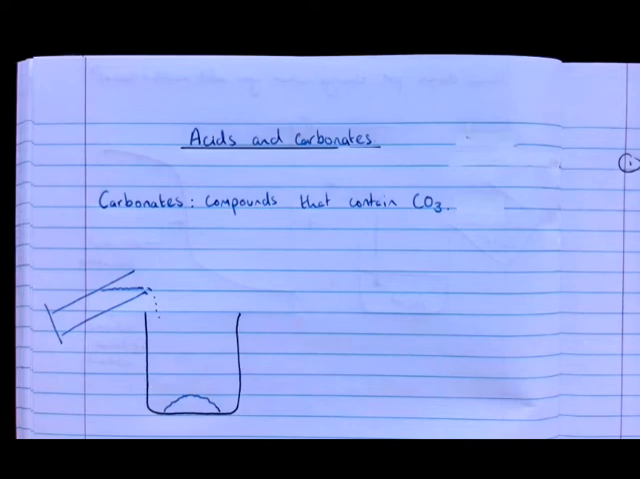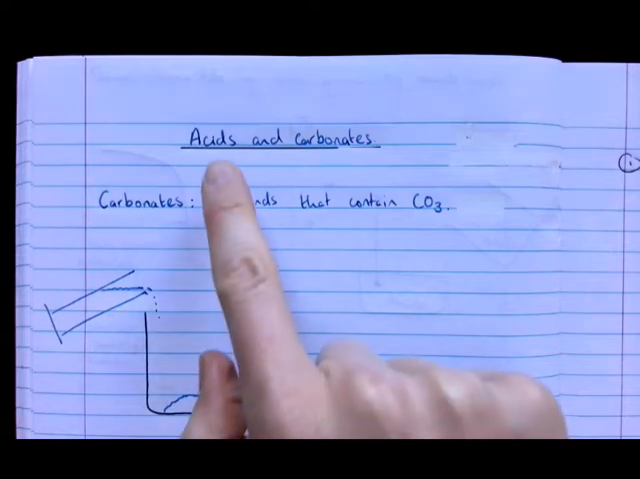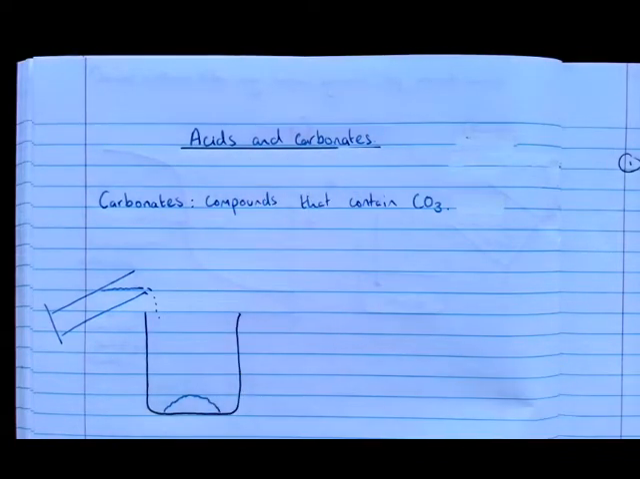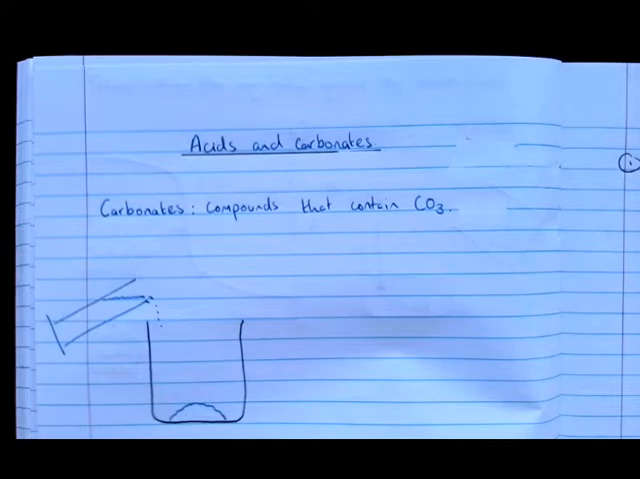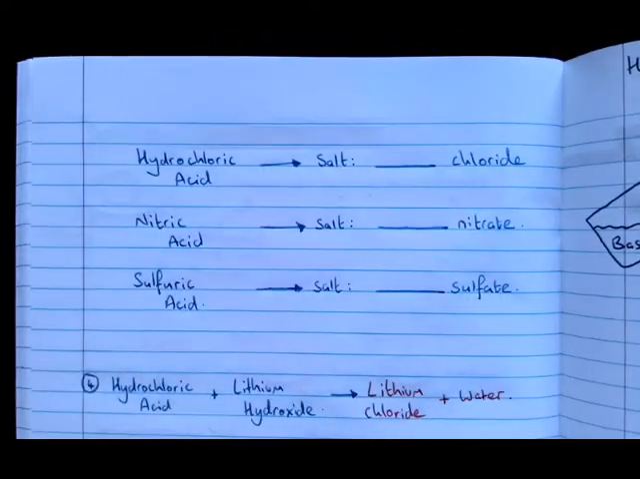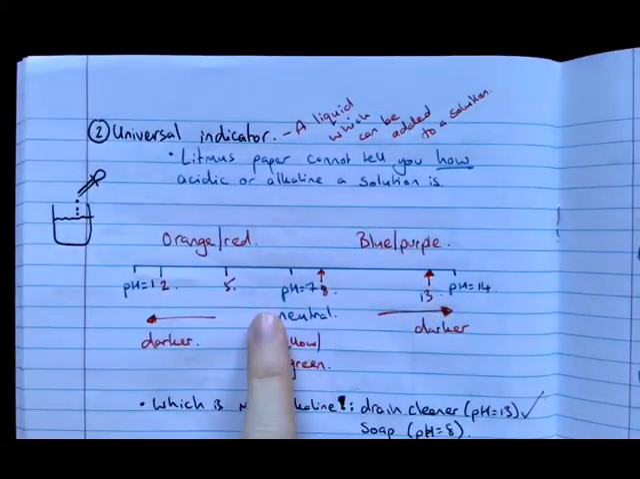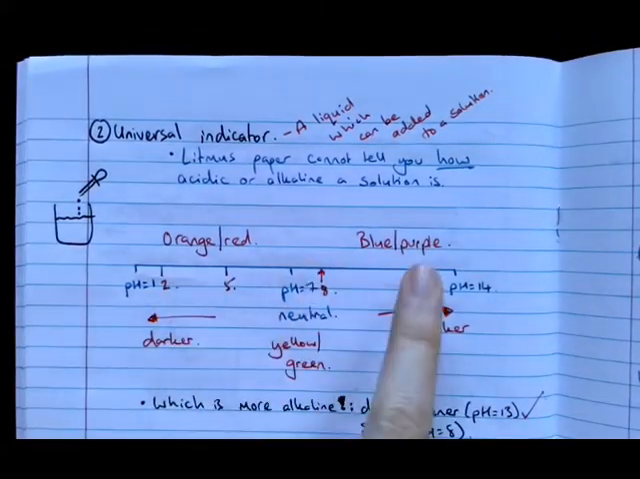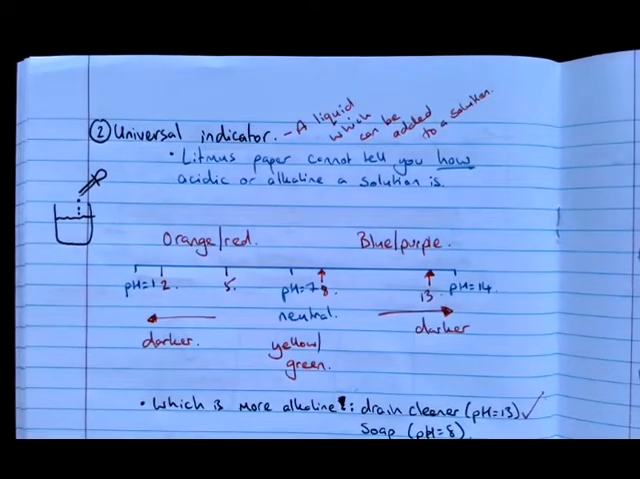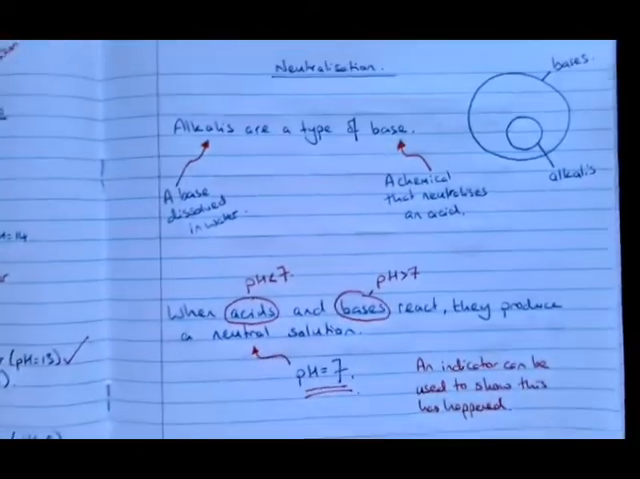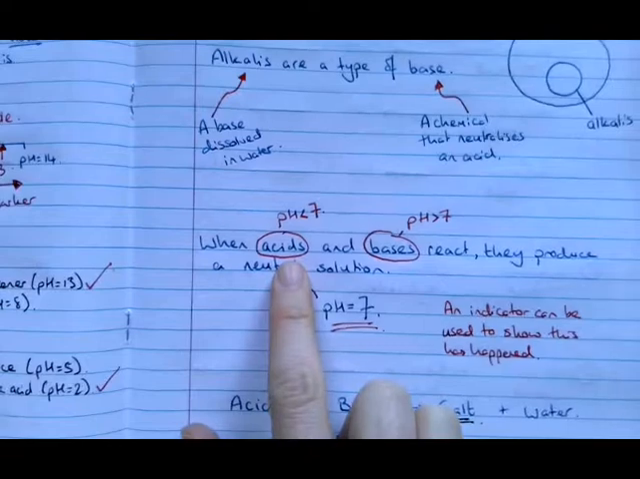Hello, Year 8. Okay, so today we're going to be talking about acids and carbonates. The way this links to the work we've done previously is, if we go back, we were talking a lot about pH, so we're talking about acids and alkalis. Then we were talking about neutralization reactions, so the reaction between an acid and a base.